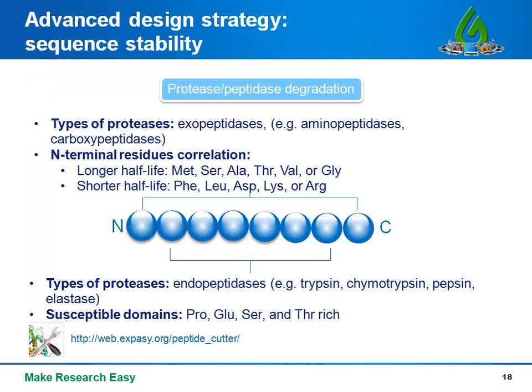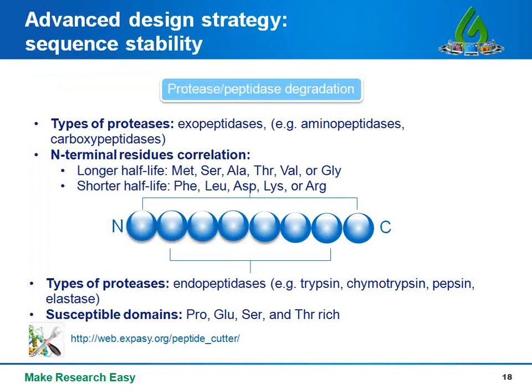In vitro and in vivo peptides can be susceptible to proteases and/or peptidases. Exopeptidases such as aminopeptidases and carboxypeptidase target the N and C terminals of the peptide, while the internal sequence of a peptide is targeted by endoproteases like trypsin, chymotrypsin, pepsin, and elastase. Now, peptide susceptibility to proteases has been shown to correlate with its N-terminal residue.